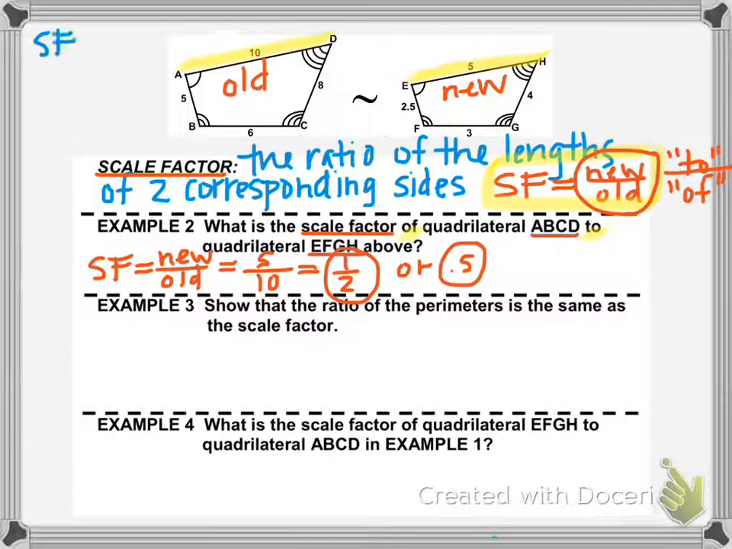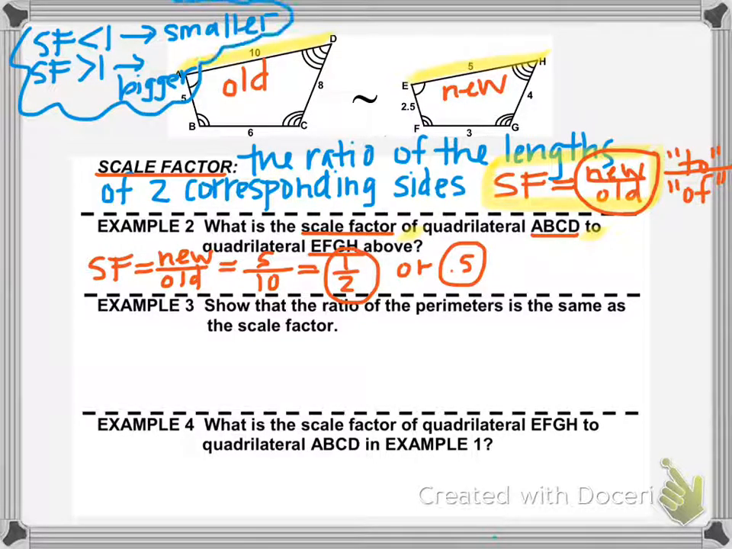Scale factor is less than 1 when you're getting smaller. Scale factor is greater than 1 when you're getting bigger. Okay, so write yourself a little note off to the side. It's good stuff. And that'll kind of help you. You can always kind of like check your answer for reasonableness. Yes, my shape is getting smaller. Yes, my scale factor is less than 1, so that makes sense.